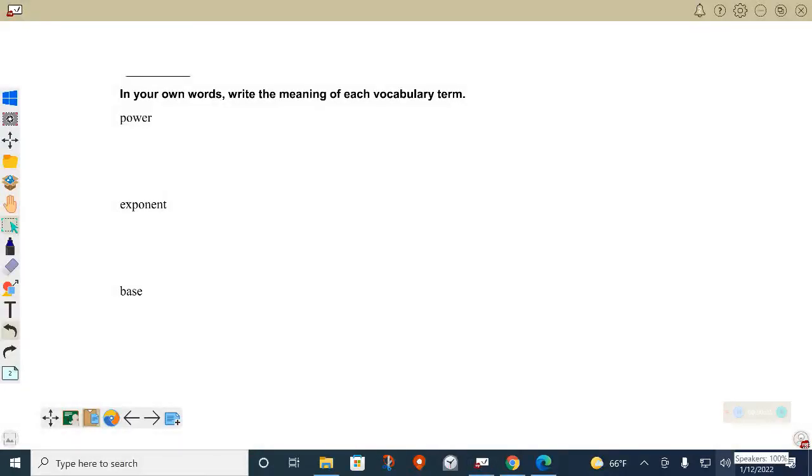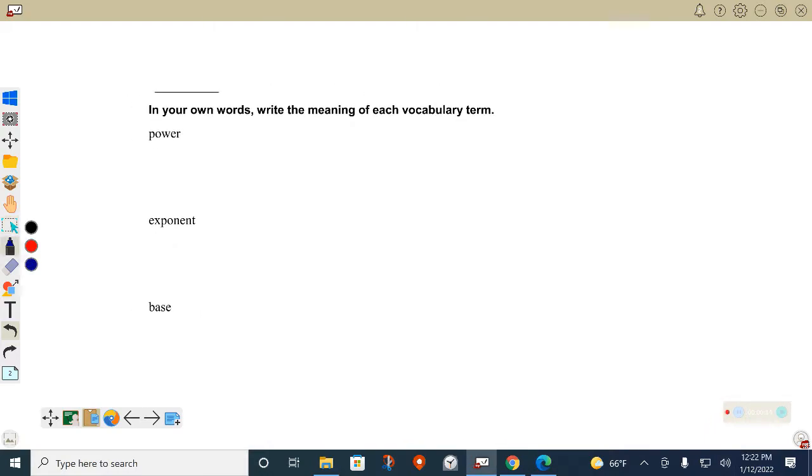Here we go. On your note guide, right where you see power, exponent, base, go ahead and write 3 to the 4th power. Do that for me. Nice and big. Take up all that space like this, like I did on your paper, please. Do that.